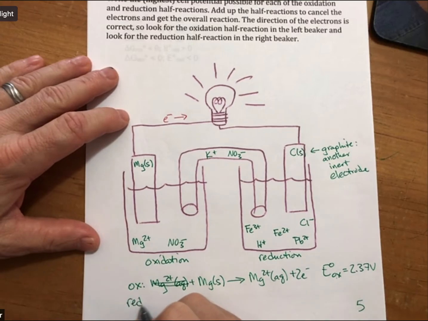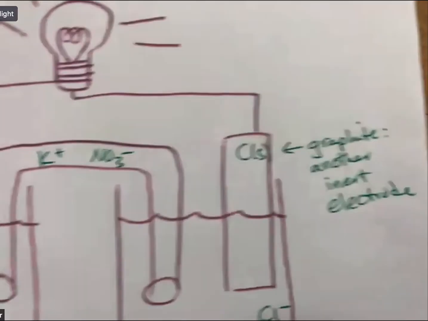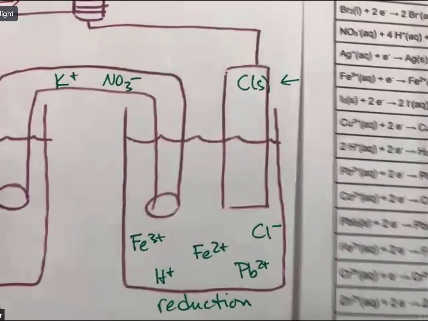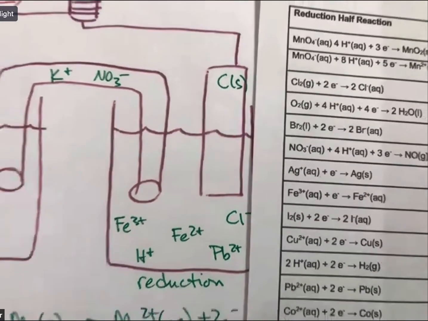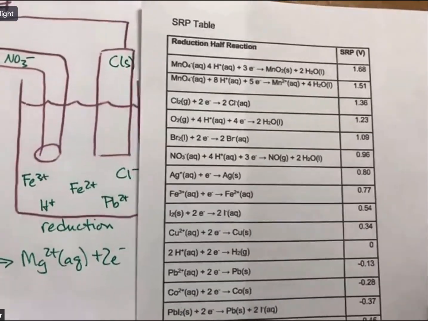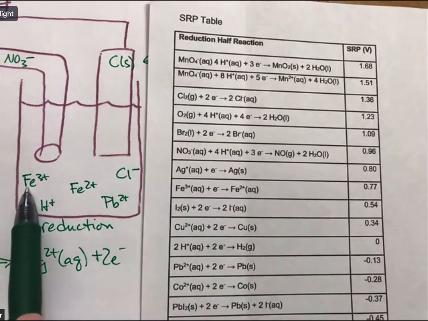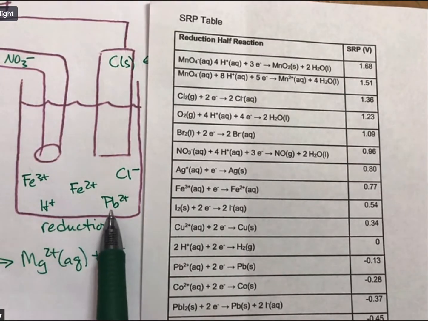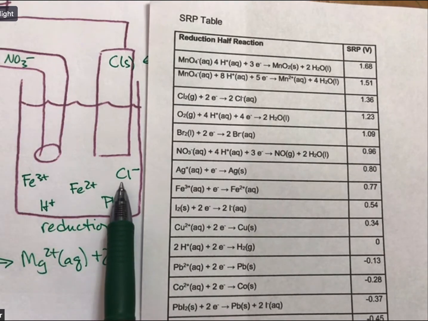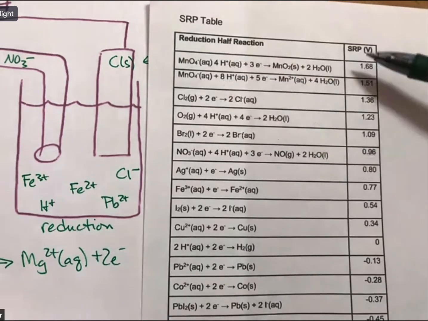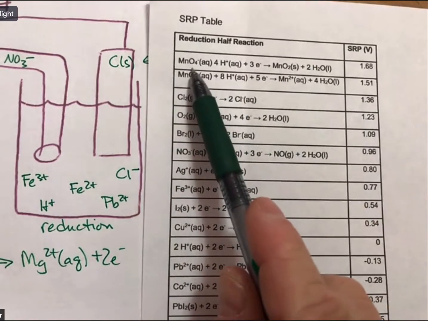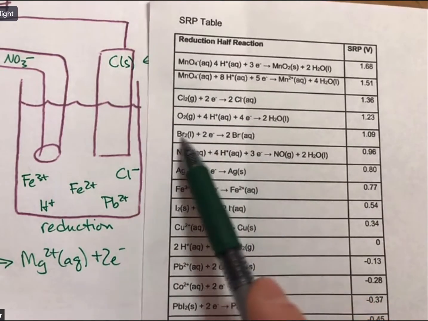For the reduction, zoom in on what we've got in our solution. There we go. So we have Fe3 plus, Fe2 plus, lead 2 plus, and hydrogen ion, and chloride ion. And what we're going to do is start at the top this time because we're looking for a reduction half reaction. And we're going to keep going until we find something we have.